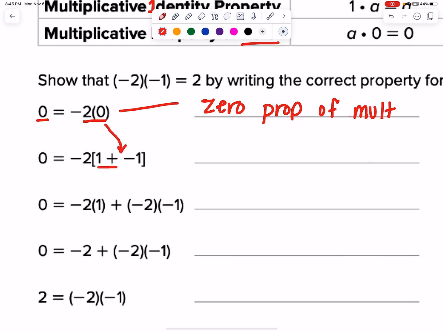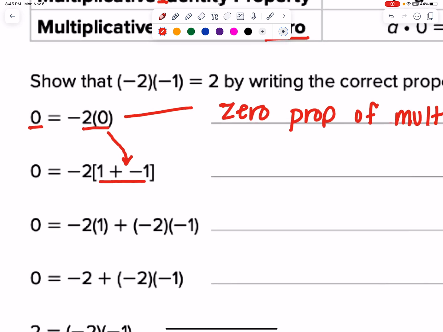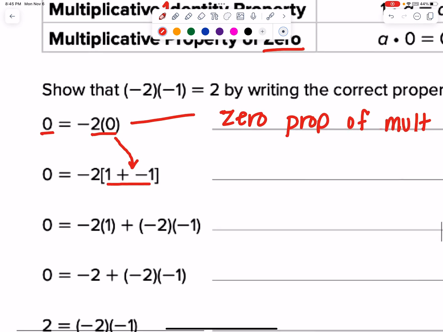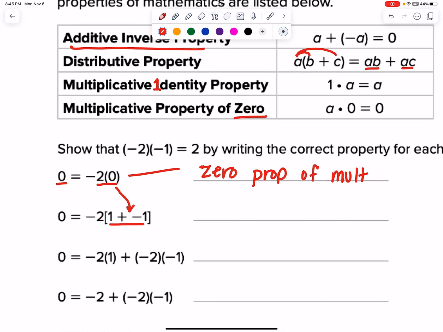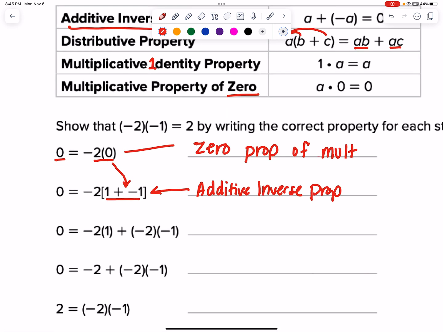And so why does this represent 0? Well, it represents 0 because of that additive inverse. You can do a +1 plus a -1, and that equals 0. So that's why this one is the additive inverse property. Okay, so we'll just list what that is right there. Okay, now that we have the additive inverse property, I would distribute the 2 out.